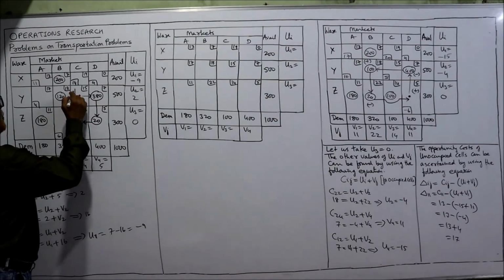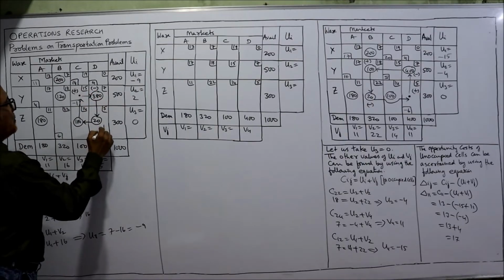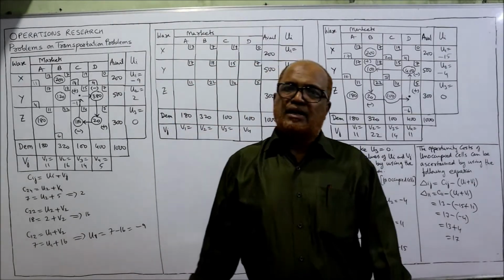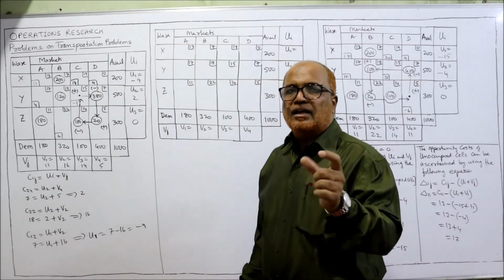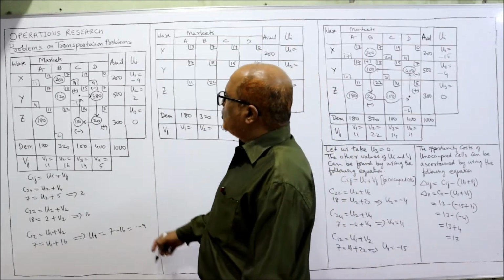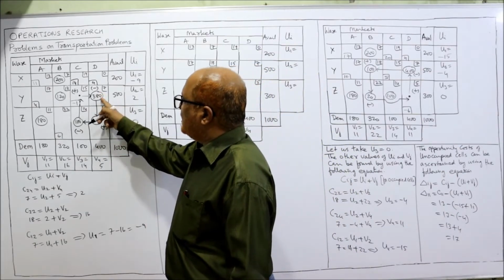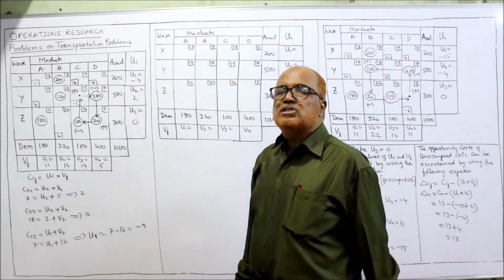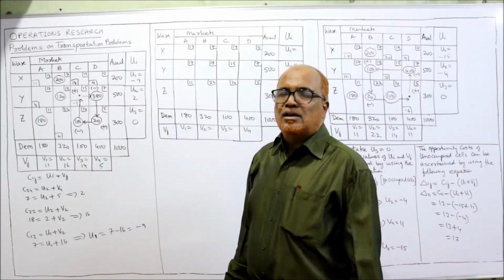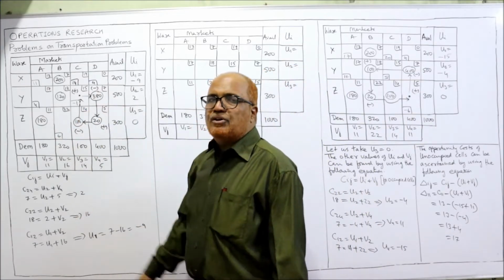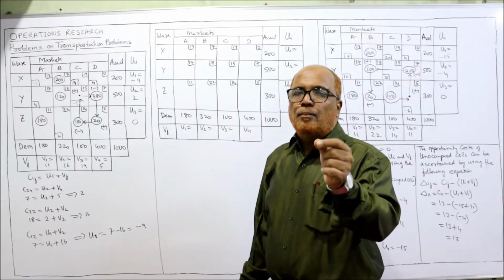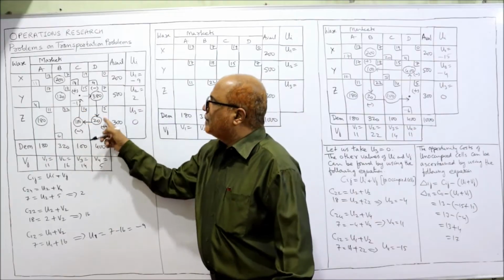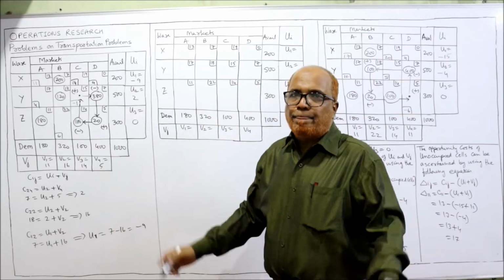Now positive, negative, positive, negative. So alternate signs, positive, negative. Now consider the negative signs and minimum allocations. So two negative signs are there. One negative sign at 380, one negative sign at 100. So 380 or 100, whichever is less. 100 is less. So we change the loop by shifting 100 units. Positive sign add 100, negative sign subtract 100 in this loop, whereas the other allocations will remain the same.